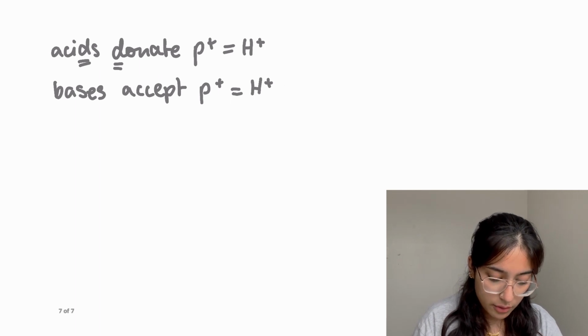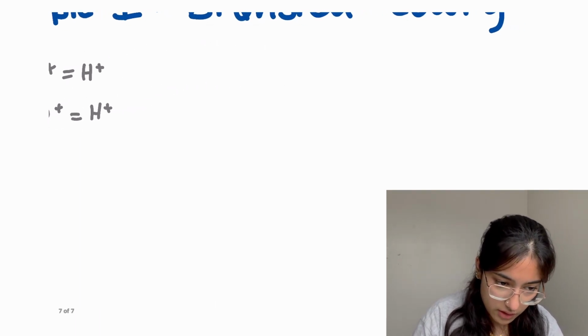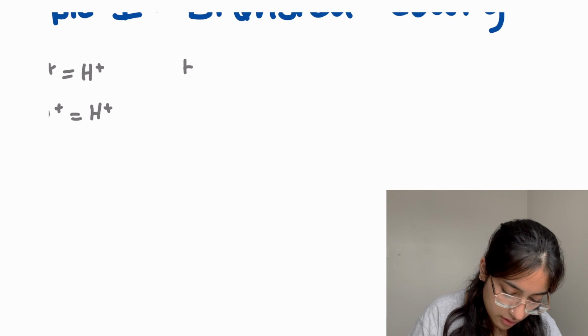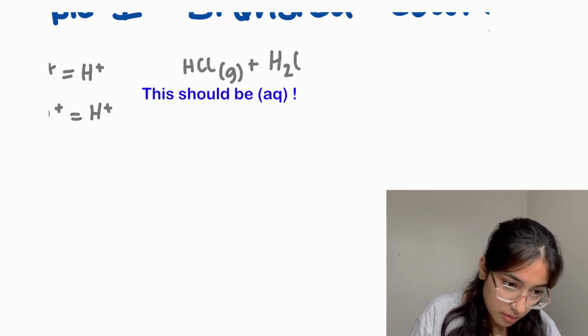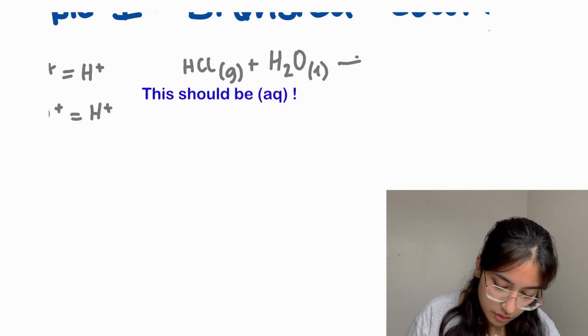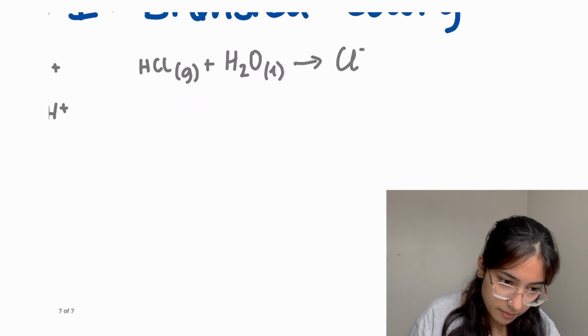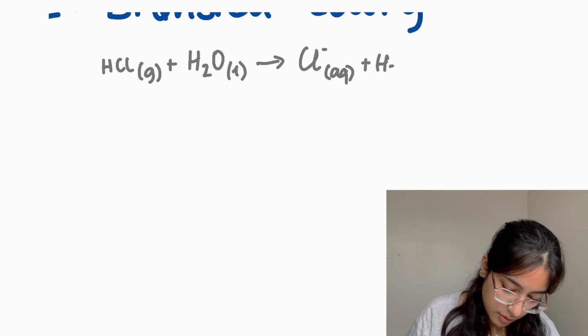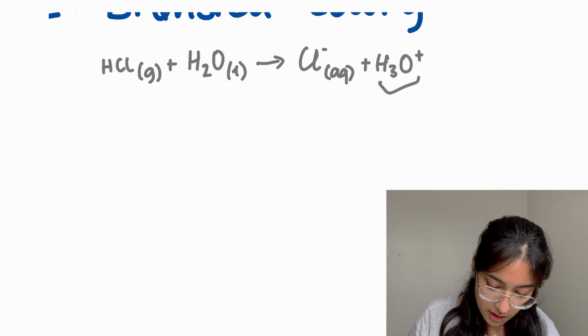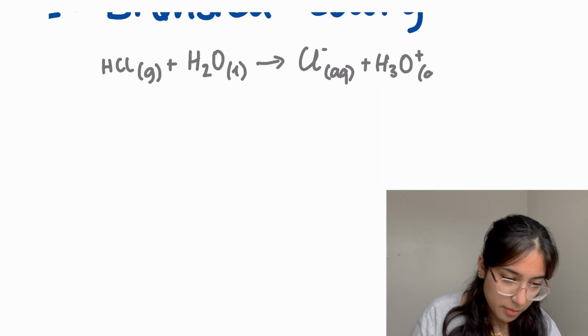And if we write out some example equations for this, we can have a look at this one. So let's say we have HCl plus H2O, which is liquid, and that goes to Cl minus, which is aqueous, and H3O plus, which again is the same as H plus or P plus. That would be our balanced equation.